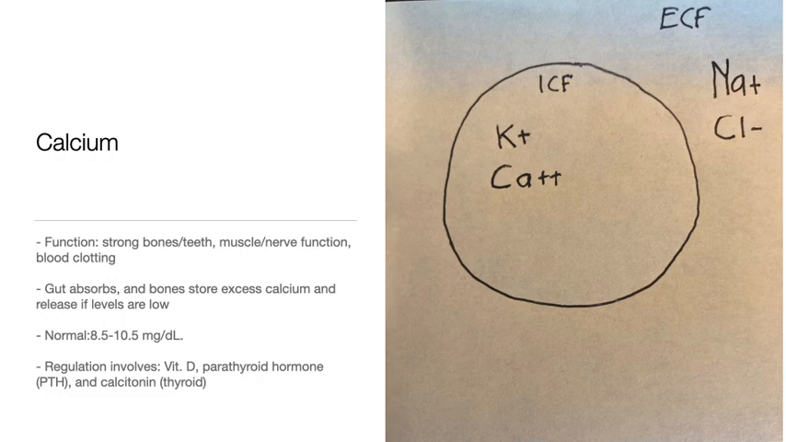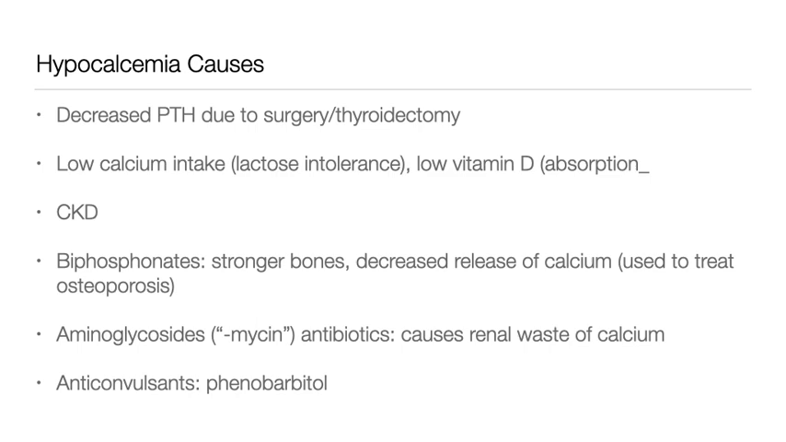The normal levels for this are 8.5 to 10.5 milligrams per deciliter. And then also we always remember with calcium, vitamin D is involved in absorption. They're directly related to each other. You always group those two, vitamin D and calcium together, as well as vitamin C and iron, but it's a different story. Regulation of calcium also involves the parathyroid hormone and then calcitonin. So these are parathyroid and thyroid hormones related to the regulation of calcium levels in our body.